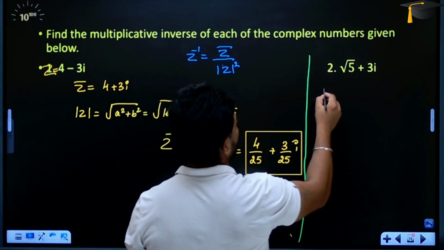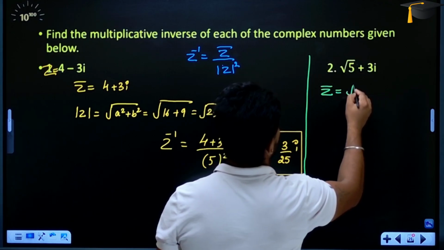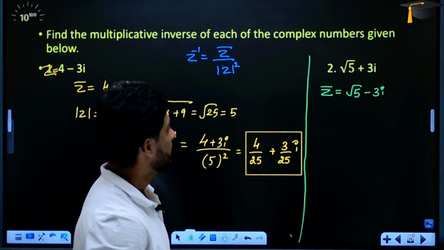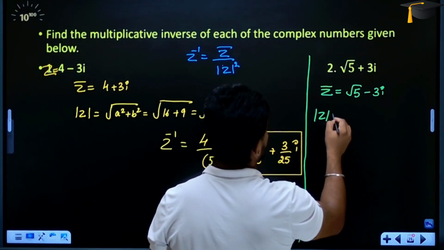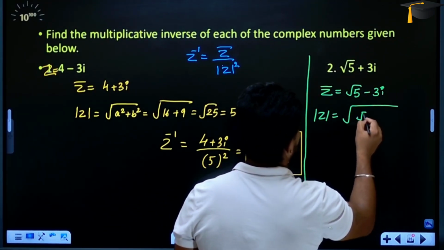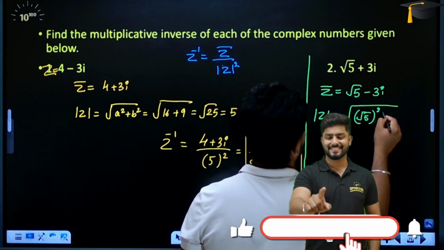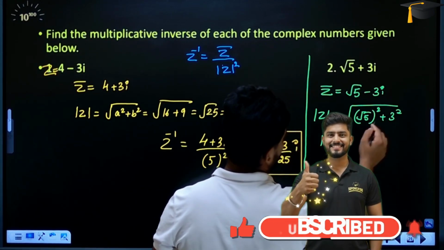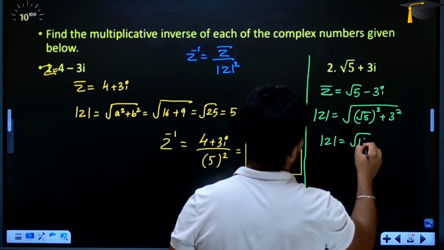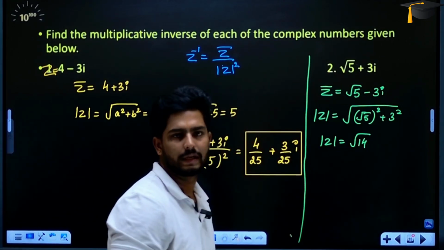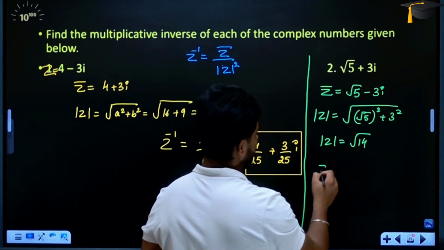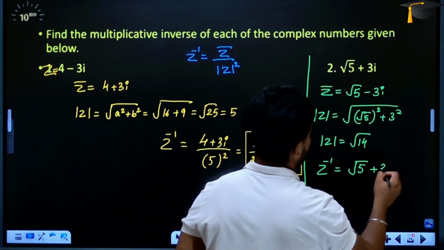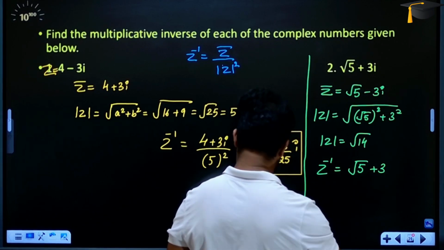So z bar is very simple. It is root 5 minus 3i. Root 5 minus 3i, right? Next, mod z is equal to square root of root 5 the whole square plus 3 square. Root 5 the whole square is what? 5 only. 5 plus 9, 5 plus 9, root 14. I hope I wrote correctly. Okay, so now z inverse is equal to z bar. z bar, that is root 5 plus 3i, minus, because yeah.